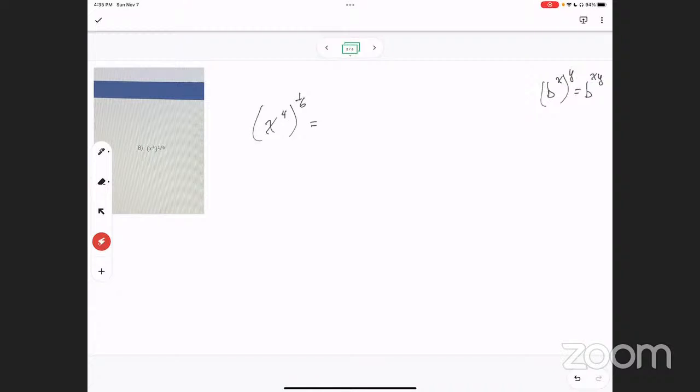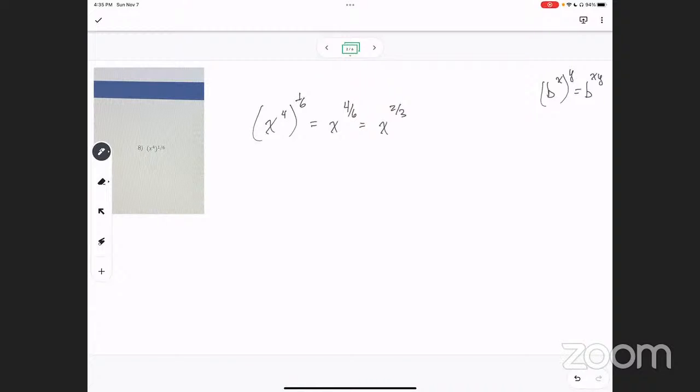So that would mean, what's 4 times 1/6? 4/6. Good. And can I simplify that at all? Yeah, to 2/3. That's right. So x to the 2/3.